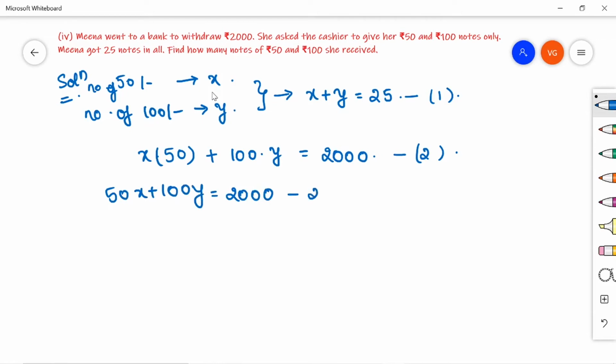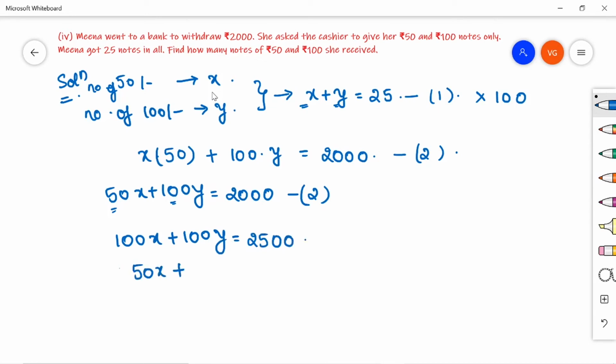So if you observe the first equation and second equation, the coefficients of any of the variables are not equal. So I will multiply equation number 1 with 100 such that the second term, the y coefficient, will be equal, right? So I will write 100x plus 100y is equal to 2500, 25 into 100, right? So next I will write the second equation, 50x plus 100y is equal to 2000. Now we can subtract these two equations, right? So here I am writing this, changing the sign of the second equation. Now one of the variables is eliminated, right?